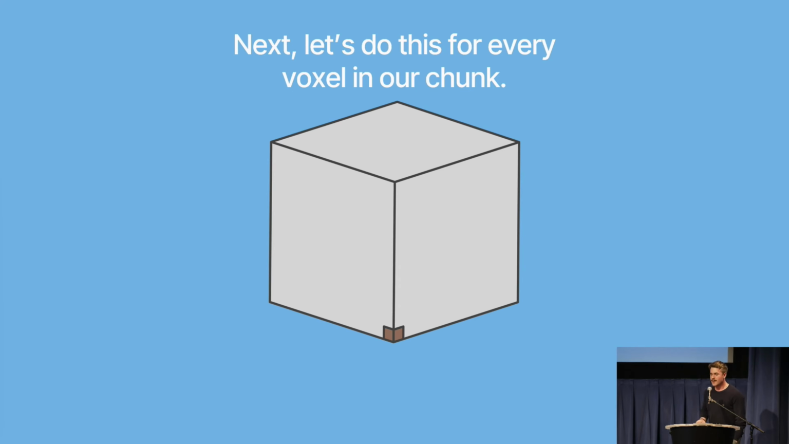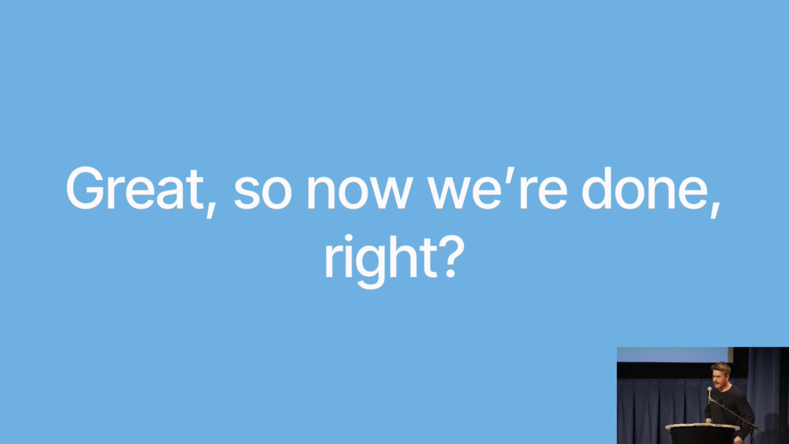So now let's do this for every voxel in our chunk. We go through everything and extract all the faces we need. Maybe we don't add some faces for a single voxel, but if we combine all the actually visible faces, we'll have a completed representation of our chunk, even though it's a sparse extraction of vertices. Great, so now we're done, right?